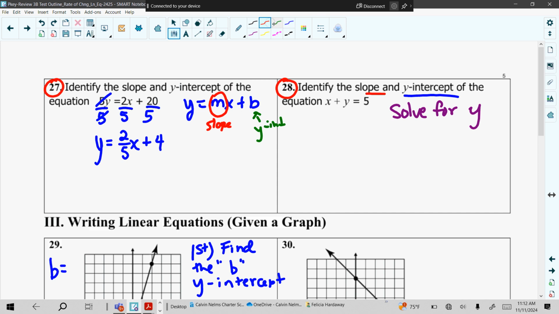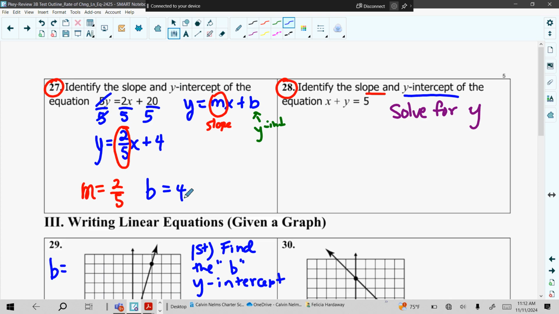Okay, good. That's how you solve for y. And this one right here. So now I can physically see what number represents the slope. What's our m? Yeah, 2 over 5. And what's the b, the y-intercept? 4. Yeah. There it is, 4. And now we're done. This is not that hard.